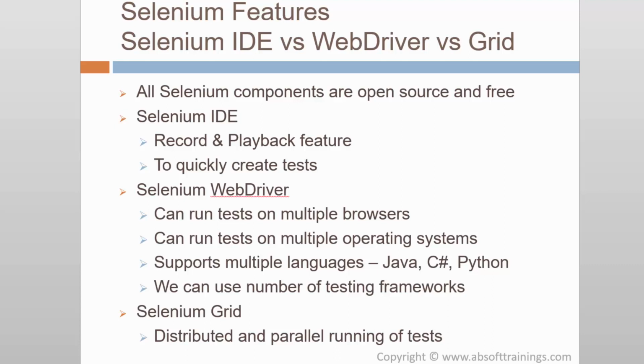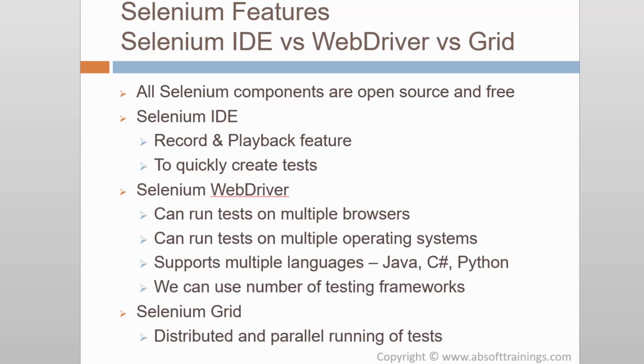Then coming to Selenium WebDriver, using WebDriver, we can run tests on multiple browsers, we can run tests on multiple operating systems. It supports multiple languages like Java, C#, Python. Then we can use a number of testing frameworks like TestNG, JUnit. In real time, if you are looking for web automation, then Selenium WebDriver is the proper tool. So using this, we can develop a hybrid automation framework and we can achieve real-time automation.